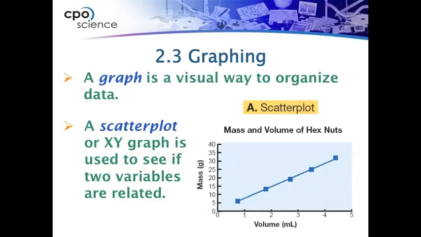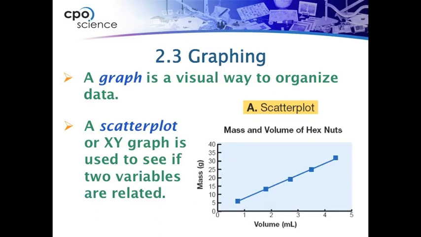So graphing is extremely important in science. We use it all of the time, nonstop, to help us explain data. A graph is a visual way to organize data. It puts it into a picture. It takes a table of raw data, where it's just a bunch of numbers and columns, and puts it into an image that makes it easier to understand.